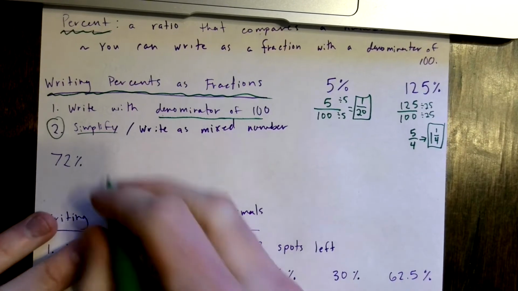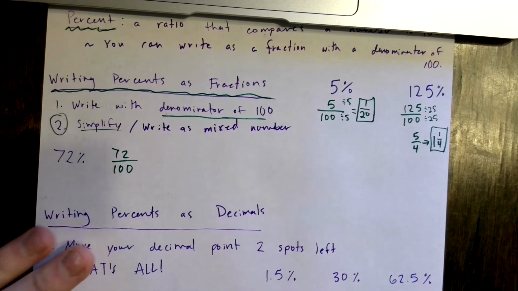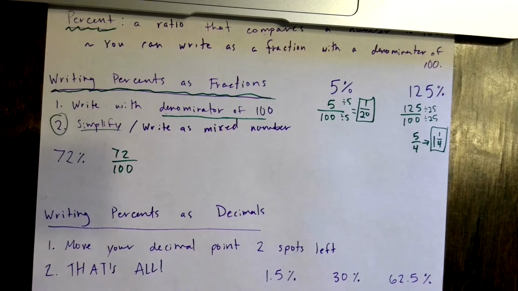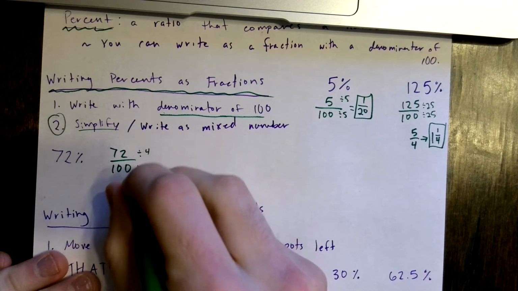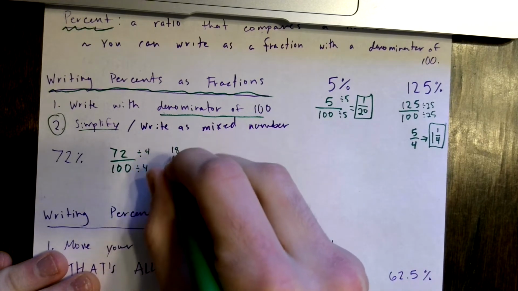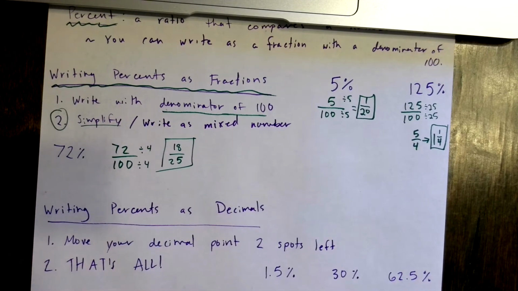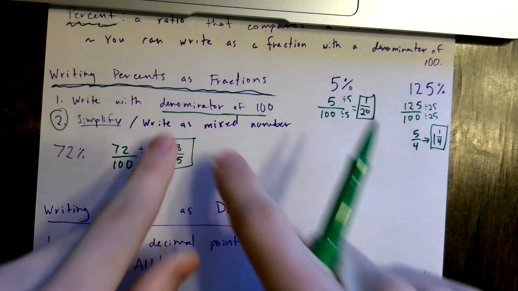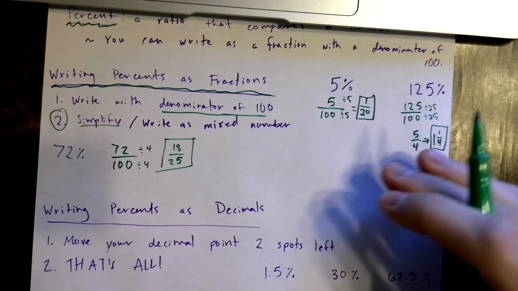72 here, I'm going to write that as 72 over 100. I can see that these both can be divided by 2. Can 36 be divided by 4, though? Yes, it can. 72 and 100 can both be divided by 4. This is 18 out of 25. And that's basically all you're going to do. For writing those percents as fractions, all you're going to do is write a denominator of 100 and simplify. Nice, easy two-step method there.